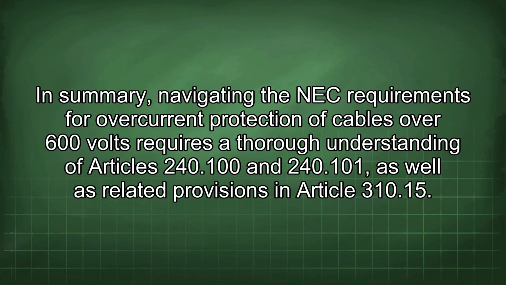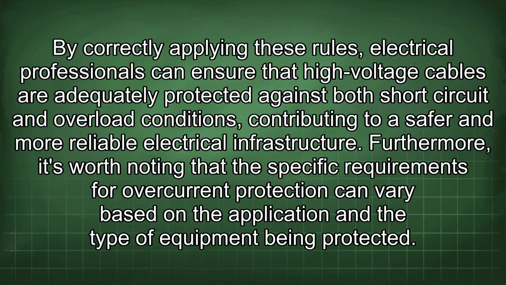In summary, navigating the NEC requirements for overcurrent protection of cables over 600 volts requires a thorough understanding of Articles 240.100 and 240.101, as well as related provisions in Article 310.15. By correctly applying these rules, electrical professionals can ensure that high-voltage cables are adequately protected against both short-circuit and overload conditions, contributing to a safer and more reliable electrical infrastructure.